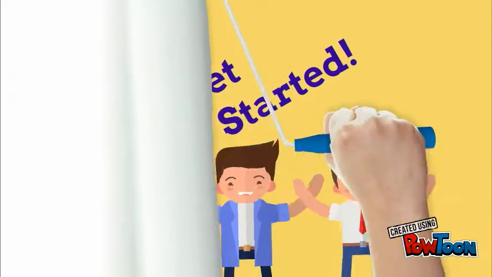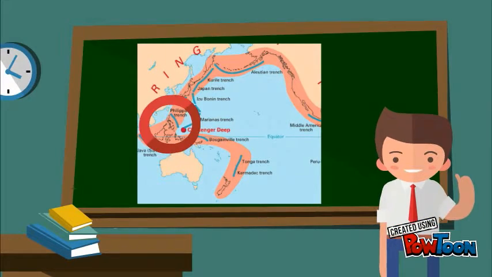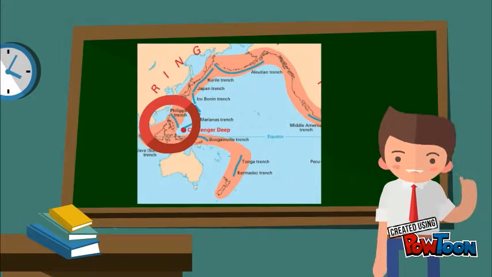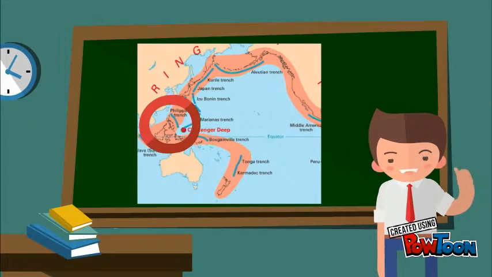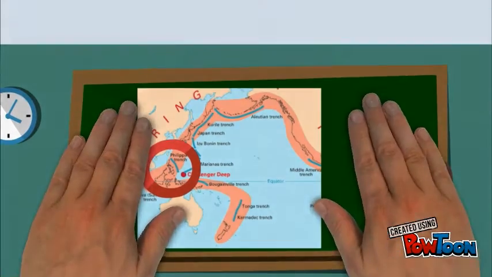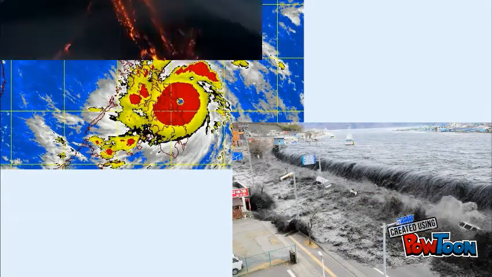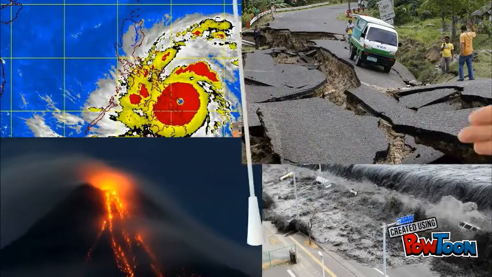Alright, let's get started. Here's the problem. The Philippines is situated inside the Pacific Ring of Fire, which makes it vulnerable to natural disasters such as typhoons, tsunamis, volcanic eruptions, and earthquakes.